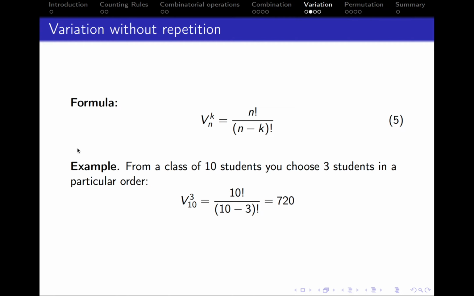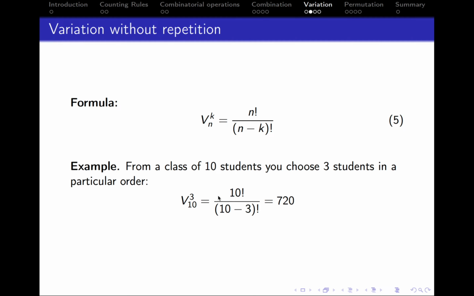So let's have a look at the formula for variation without repetition. It's very similar to combination. The only difference is that we don't have the k factorial in the denominator any more. And the example could be the selection of 3 students in a particular order out of 10 students.